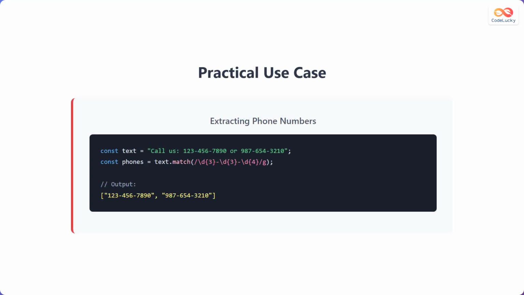Here's a practical use case: extracting phone numbers from a string. Given the text "call us 123-456-7890 or 987-654-3210", we can use the match method with the regular expression \d{3}-\d{3}-\d{4}, along with the global flag g, to find all phone numbers in the format 3 digits, 3 digits, 4 digits. The result is an array containing 123-456-7890 and 987-654-3210.